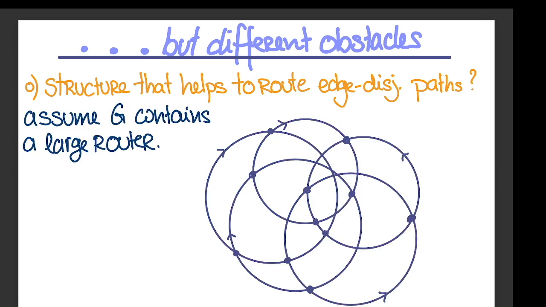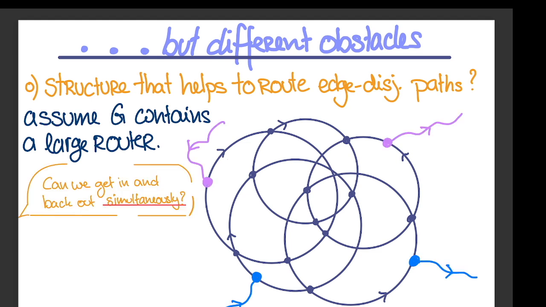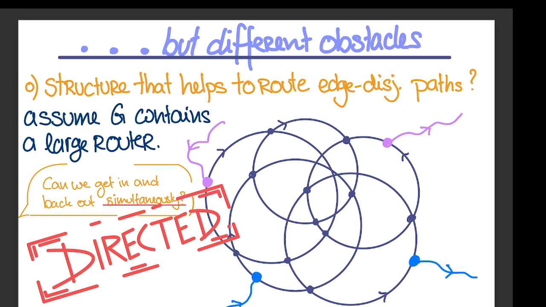And so why do routers really help with routing? Well, assume you have a large router, right? And then, well, if we have a solution that would not use this router, then somehow the cycles would be irrelevant anyway. So we would have to ask, well, how do solutions use this router, right? And that comes back to the question, well, how can we get into the router and back out, and do that simultaneously.